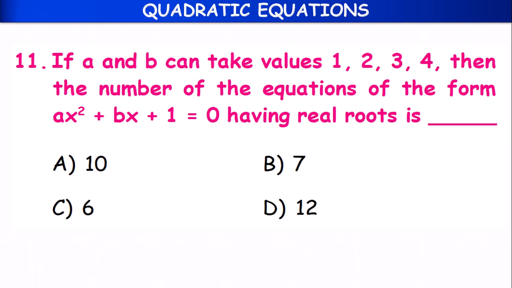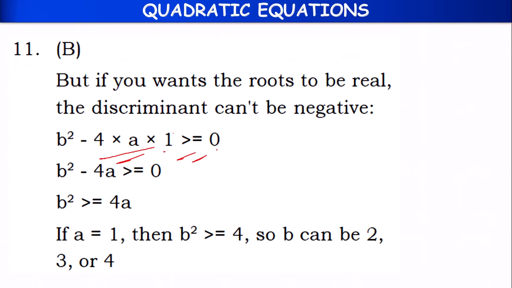But here the c value is fixed. C value is 1. Only a and b values we can take any of these 4, but the c value is fixed. So in the place of c we are keeping 1 here. b square minus 4 into a into 1 greater than or equal to 0. b square minus 4a greater than or equal to 0. b square greater than or equal to 4a.